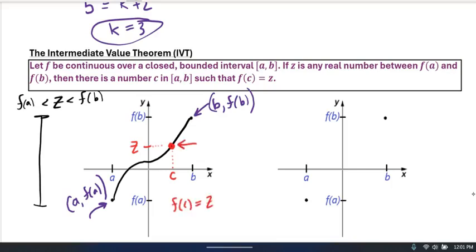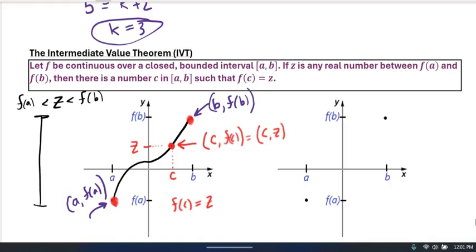In other words, this point right here will be the point c comma f of c, which is the same as c comma z. In other words, if you started here and you went all the way up to here, you had to catch all the points from there to there. It's not possible to miss a point. I'll show you what I mean.